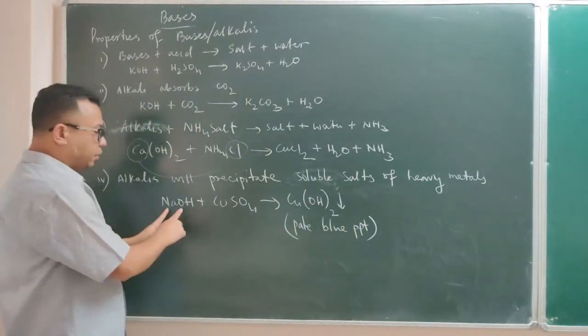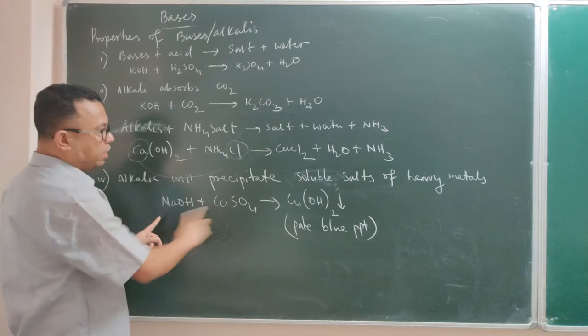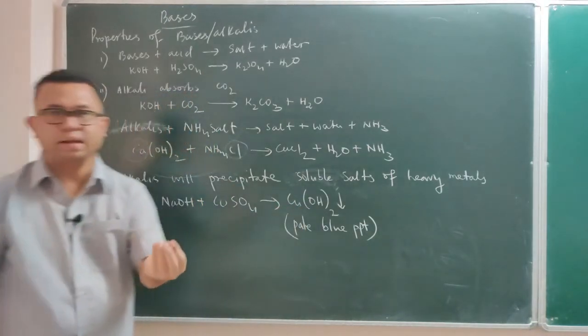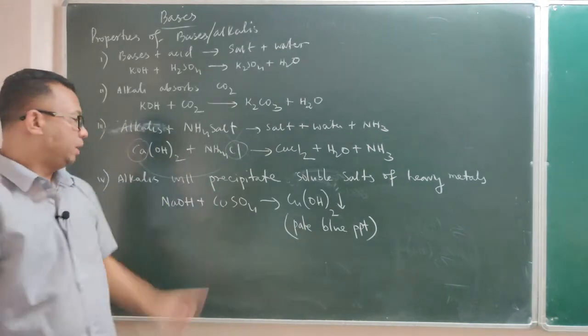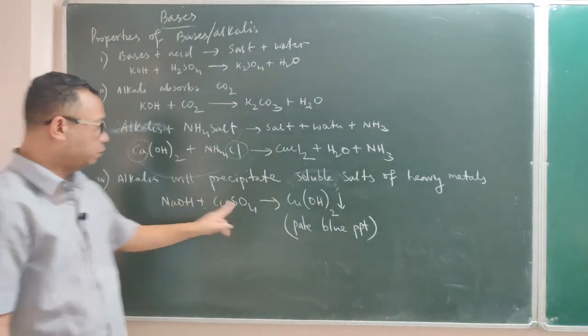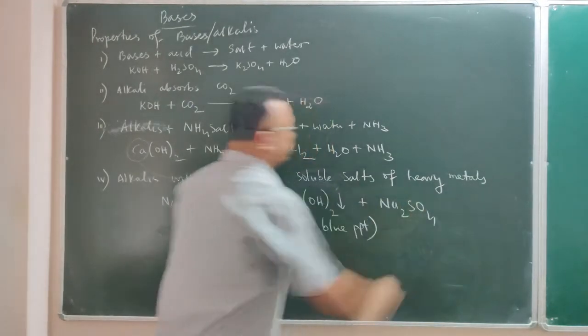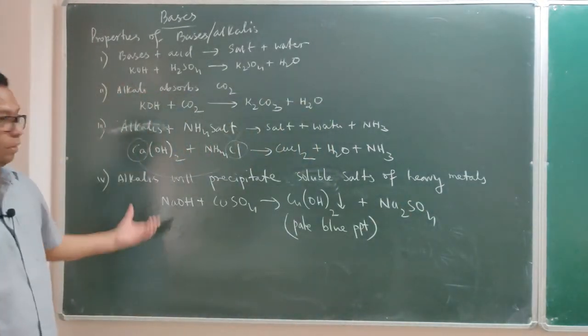So you can see something which was totally soluble, a very clear solution, now when you add this, a precipitate, a curdy kind of substance, is formed in the test tube. By the way, that is copper and hydroxide. Now sodium will join with sulfate to form sodium sulfate. So here it is, sodium sulfate. This is your fourth property.